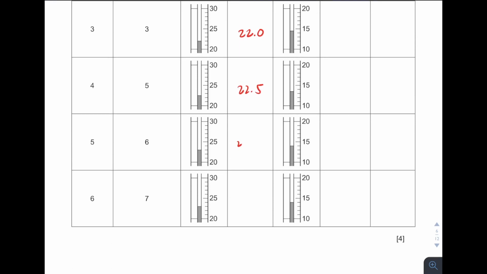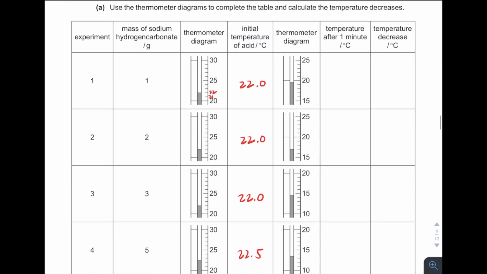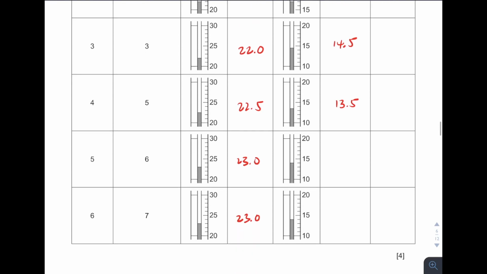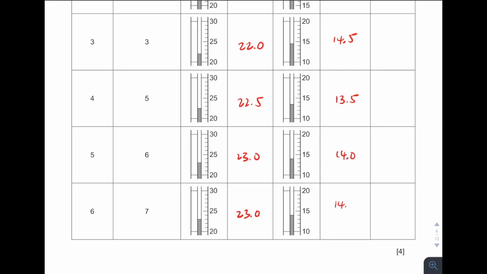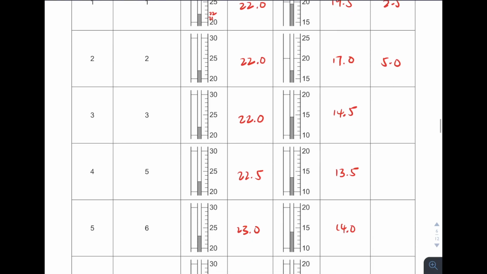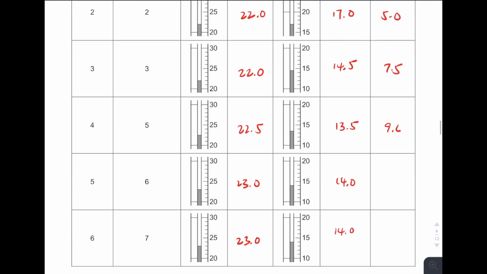Alright, next one, 23.0, 23.0. Then temperatures after 1 minute: 19.5, 17, 14.5, 13.5, 14, 14. Temperature decrease is initial minus final. So 22 minus 19.5 gives 2.5, then 5.0, 7.5, 9.0, 9.0, 9.0. That's it.